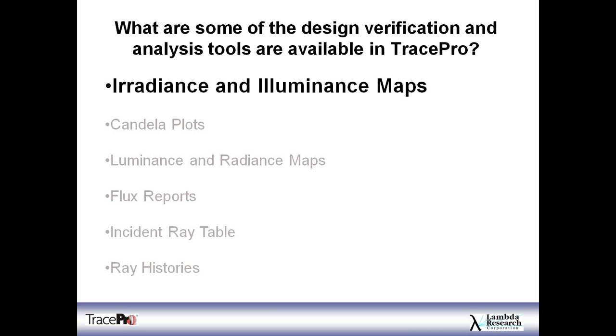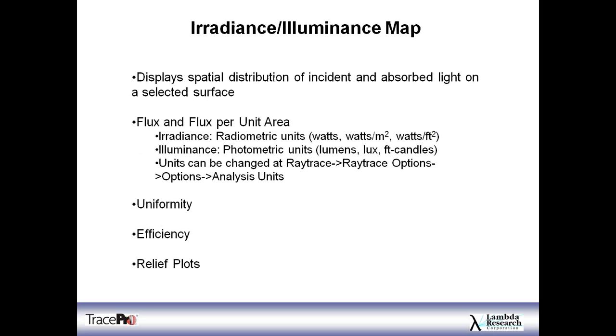So first, we're going to look at the irradiance and illuminance map. Now, what is an irradiance and illuminance map? Well, the irradiance and illuminance map displays the spatial distribution of incident or absorbed light on a selected surface. It'll show you flux or flux per unit area. If you're looking at an irradiance map, you're going to be looking at radiometric units, so you're going to see watts, watts per meter squared, or watts per foot squared. If you're looking at the illuminance map, you're going to be looking at photometric units, units of visible light.